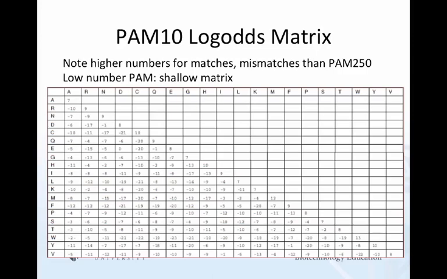This is the PAM10 log odds matrix. The thing you may notice is that there are really high numbers for matches and mismatches. Double digits for both positive and negative numbers. So this is a shallow matrix, which is useful for sequences that are close on the evolutionary scale. Whereas the high number PAM matrices are better for more distant relatives. And because these numbers are so high between the positive and negative, it's also good for short sequences that are too short to generate good statistics. Sometimes shallow matrices are used for that purpose.